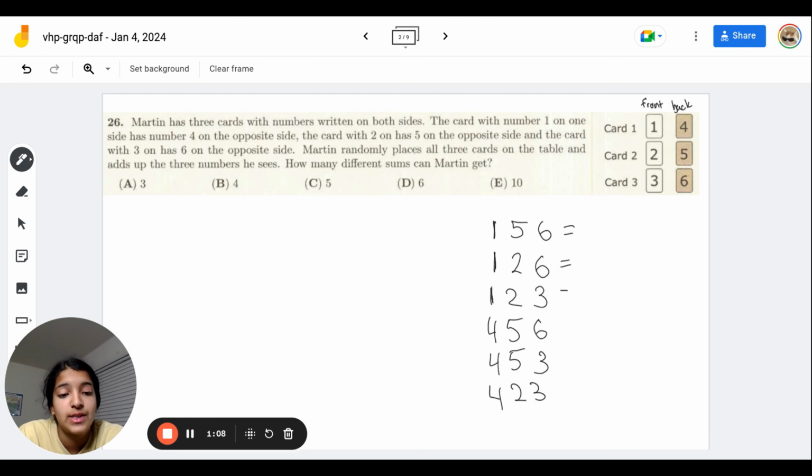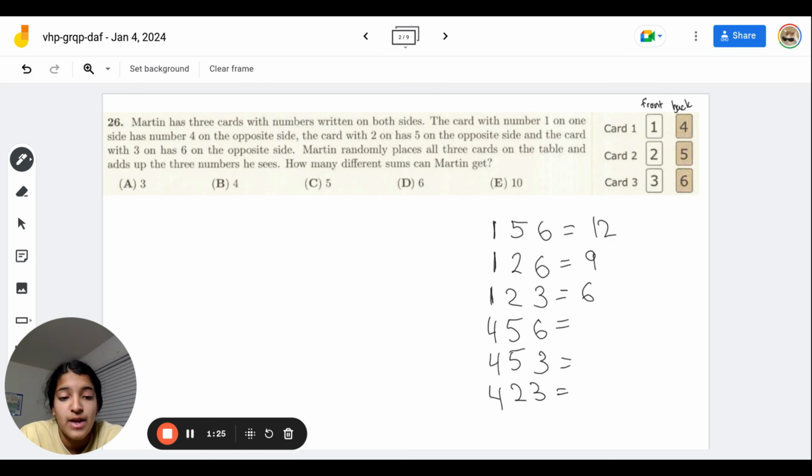So we're going to add all of these up to see how many sums we get. So 6 plus 5 plus 1 is 12. 6 plus 2 plus 1 is 9. 3 plus 2 plus 1 is 6.